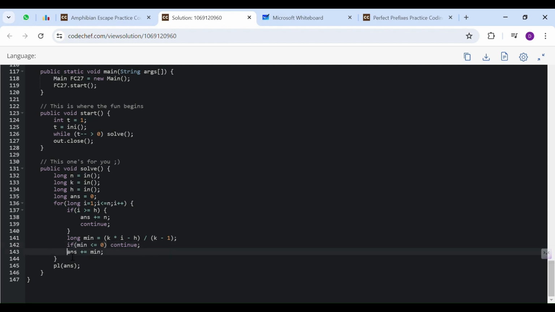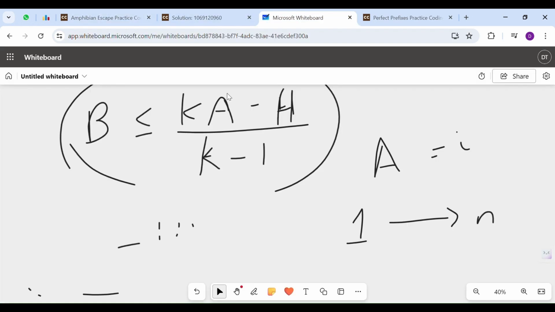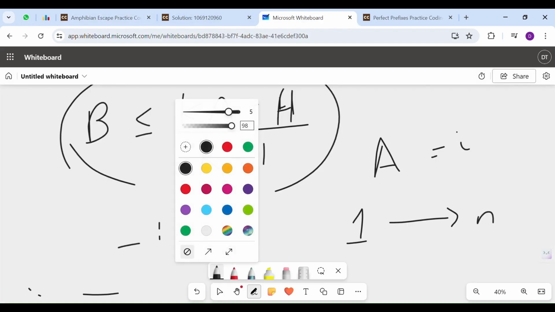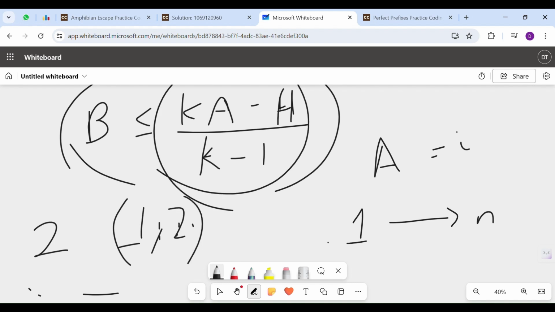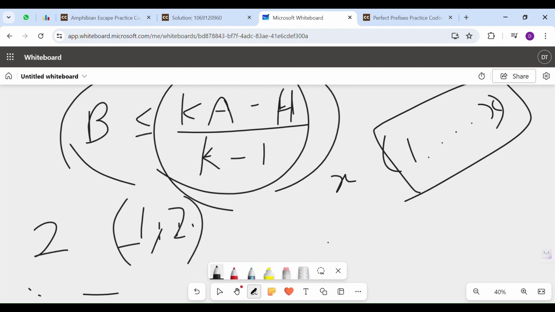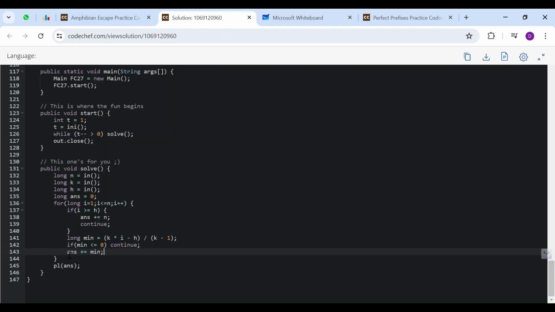Else we add min. Why do we add min? Because if this value comes out to be, let's say, 2, then the possible values of B are 1 and 2. If the answer of this equation comes as X, then all the values 1, 2, 3, 4, 5, 6 up to X are possible values of B. So we directly add all of the possible values of B we got from this equation, and finally we print the answer.